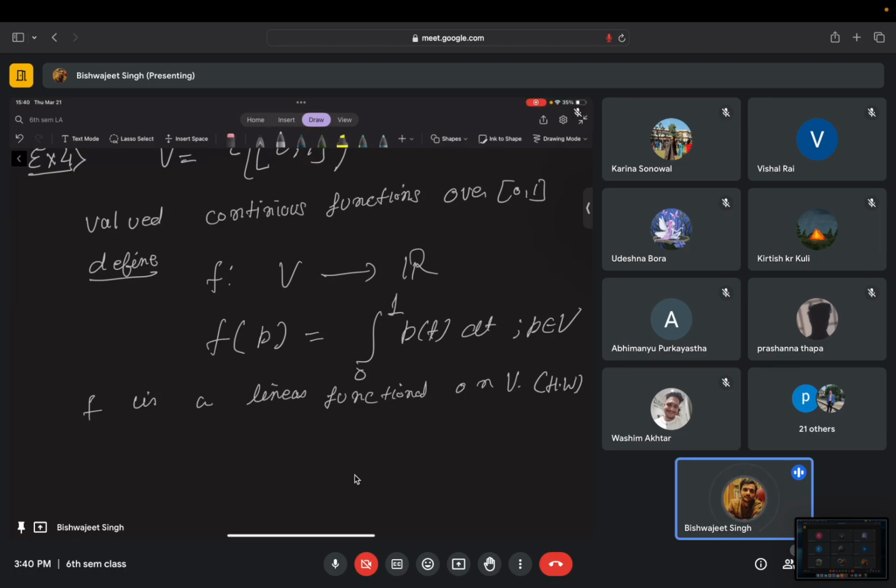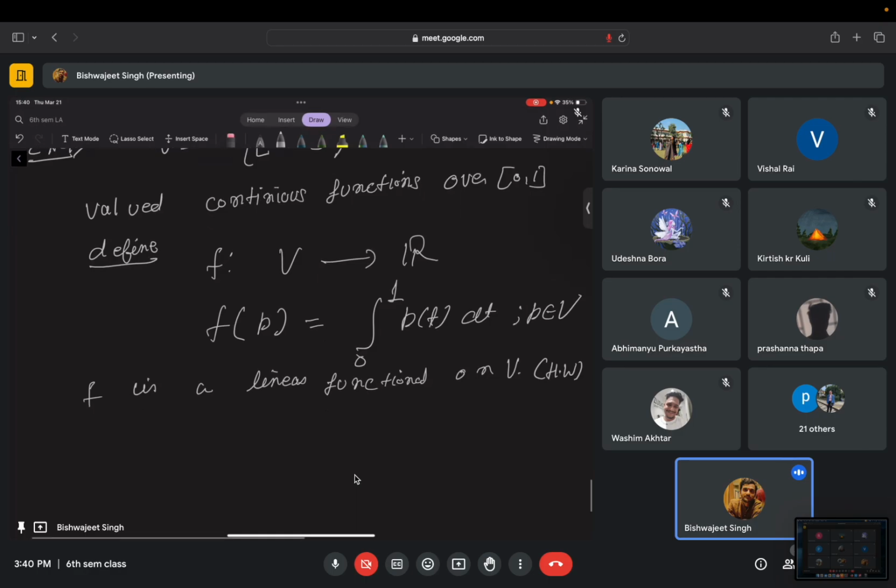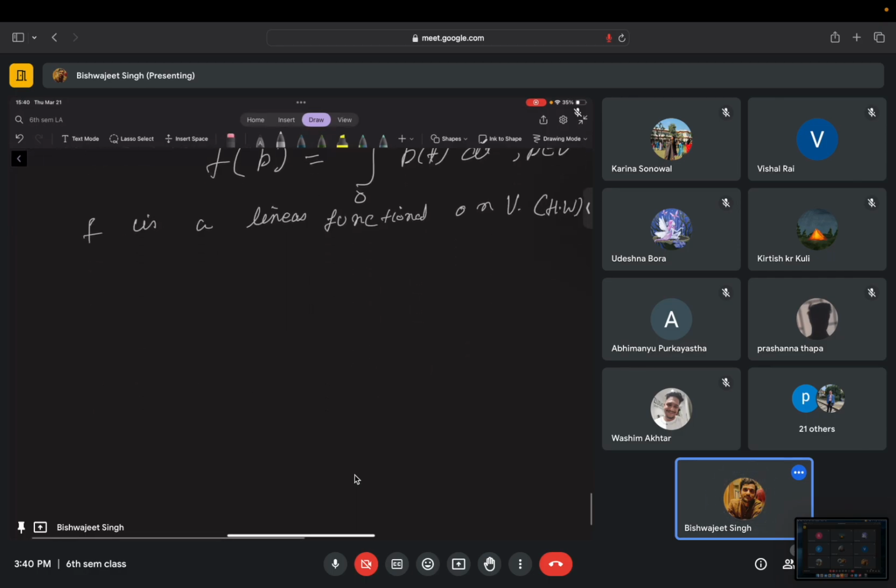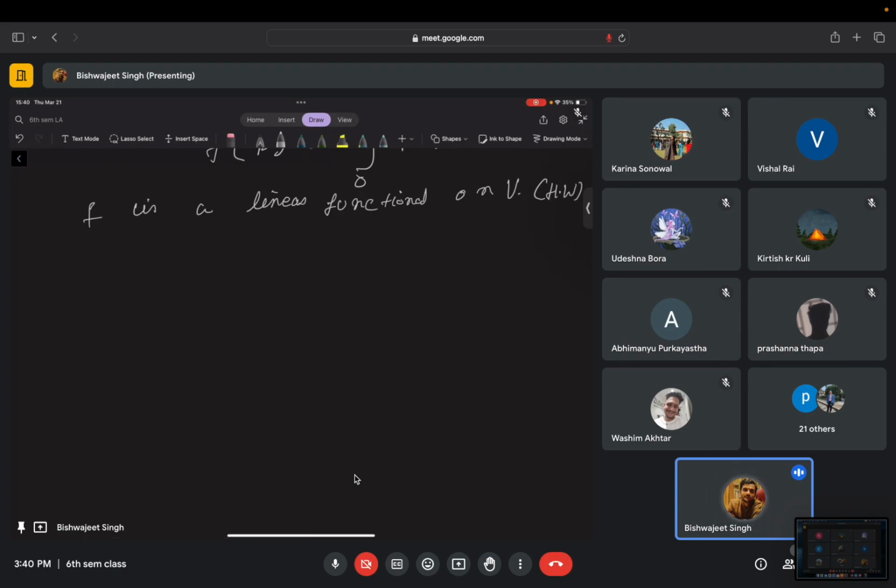Fine, this is one more example. So this is good. So far, any questions on what a linear functional is, or on the examples that I have discussed? If you have any questions, you can write them in the chat box, or you can unmute yourself. Any questions?